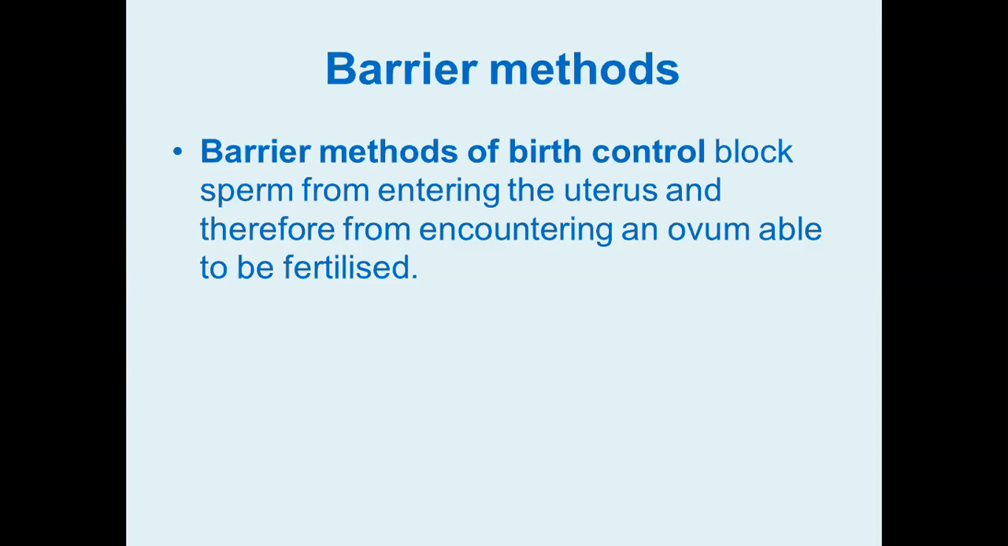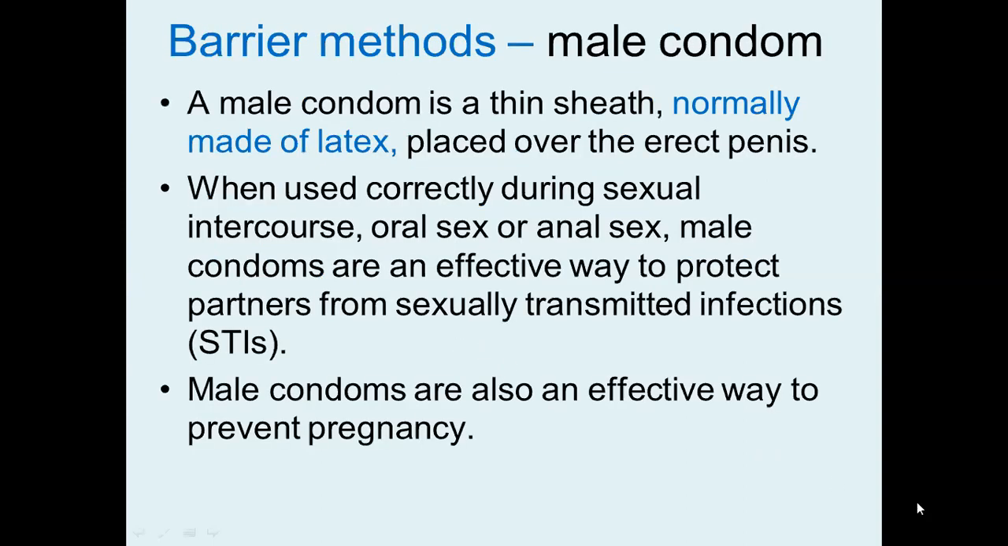Remember, the sperm has to get into the uterus and into the fallopian tubes to reach an egg cell or ovum before it is past being able to be fertilized.